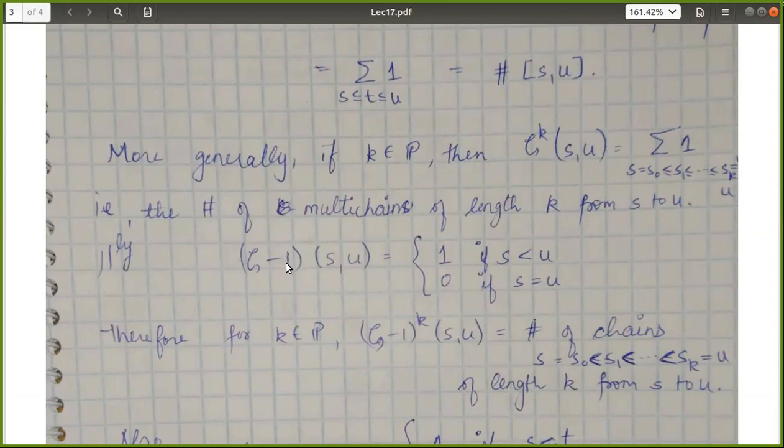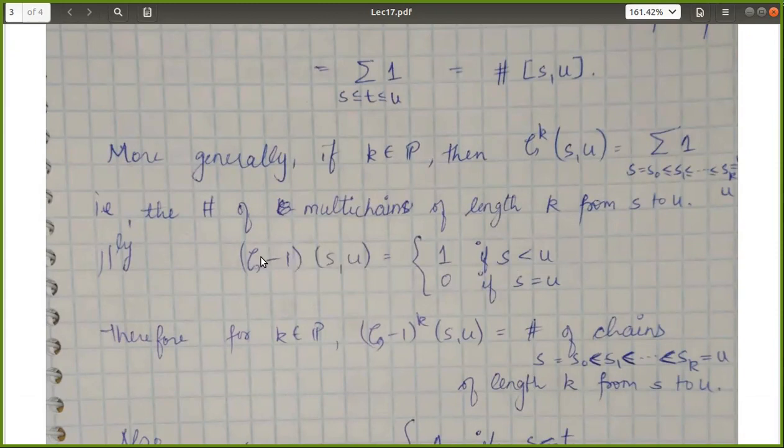Right? So since you already have the condition that S is less than or equal to U, either S is strictly less than U or S is equal to U. Those are the two subconditions. So when S is strictly less than U, your zeta is still going to give value 1. But your identity morphism is going to give value 0.